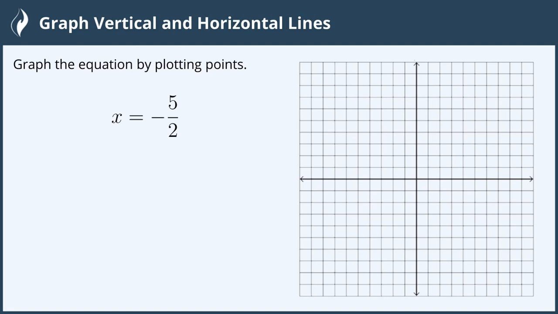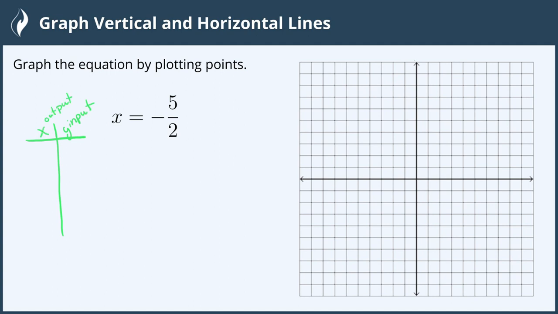Hi everyone! In this video, we'll go through graphing vertical and horizontal lines. Graph the equation by plotting points. X equals -5/2. To graph, we want to find inputs and outputs. In this case, our equation is solved for X.